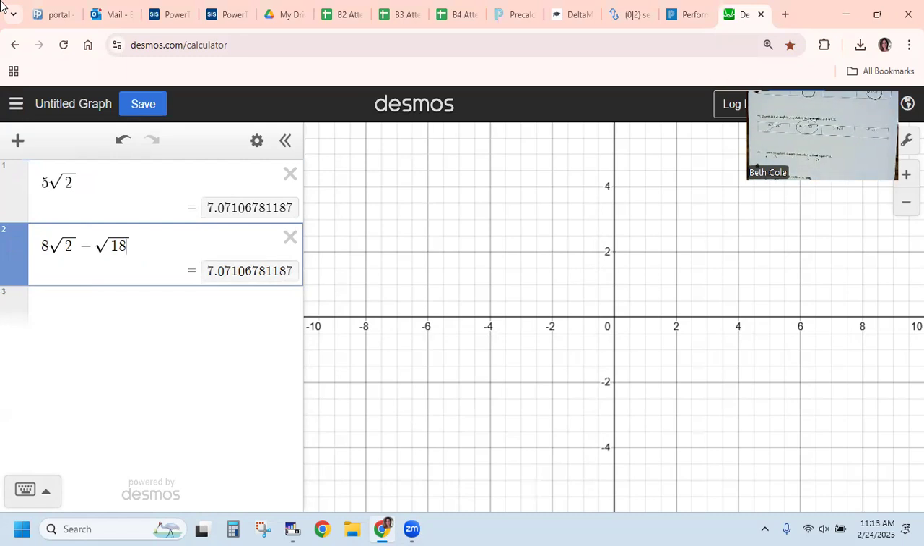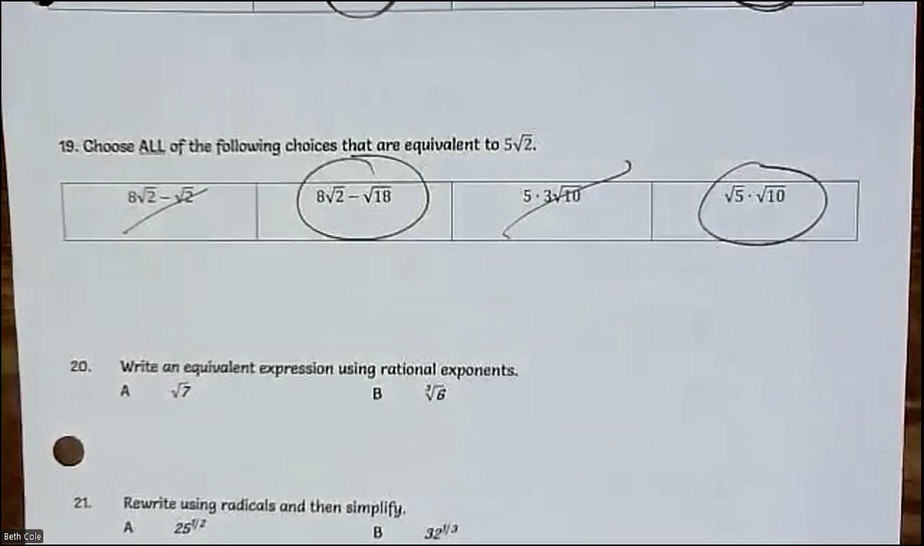All right, next one, 5 times 3 square root of 10. Does that match? Nope, cross it out. And then the last one is square root of 5 times square root of 10. Does that match? Yes, that's another one that we want. Just type them in. Just type all your options.